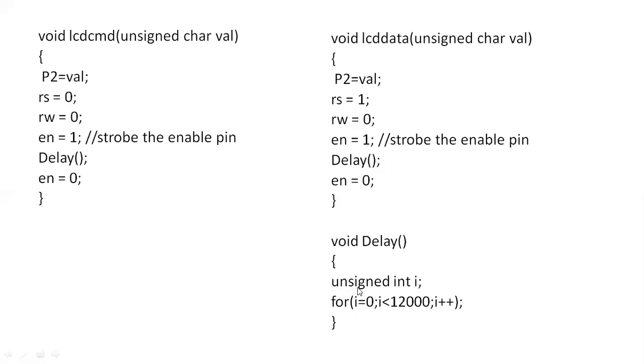The last one is the delay function. The delay function just creates some delay by using a for loop: unsigned int i = 0; i < 12000; i++. Wherever the delay is called, the program comes to the delay subroutine, executes it, and returns to the original program. So this is the way of writing the program for the LCD interface with the 8051 microcontroller. Now I will show this simulation with Proteus software.